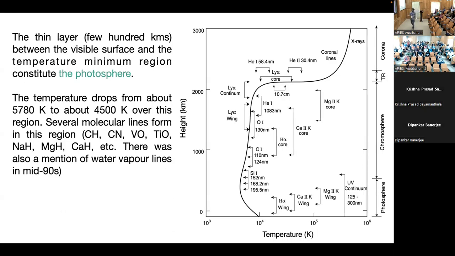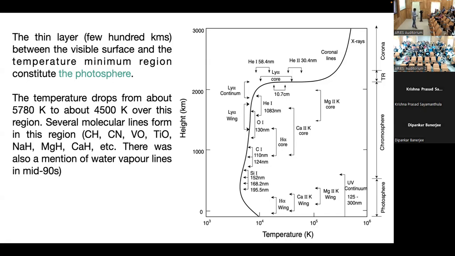So the photosphere, like we discussed, is the thin layer of a few hundred kilometers. In fact, from the surface up to the temperature minimum region, we technically consider that as photosphere. The temperature there drops from 5780 to about 4500 Kelvin or so. Don't take the numbers to be precise, because these are from the models, and this is not an exact value. This varies from sunspot to the quiet region or some other region, so it varies from region to region.